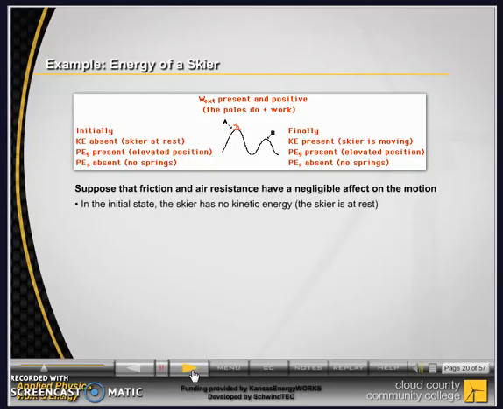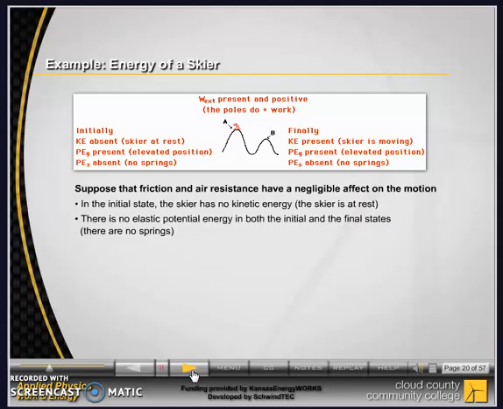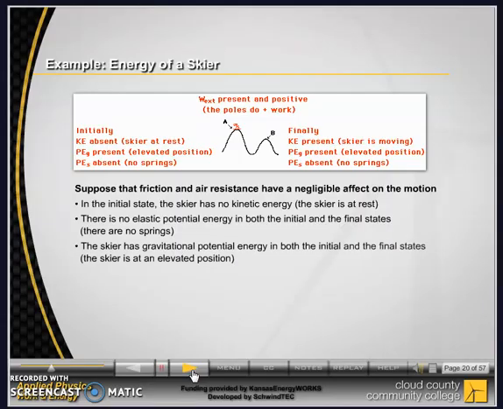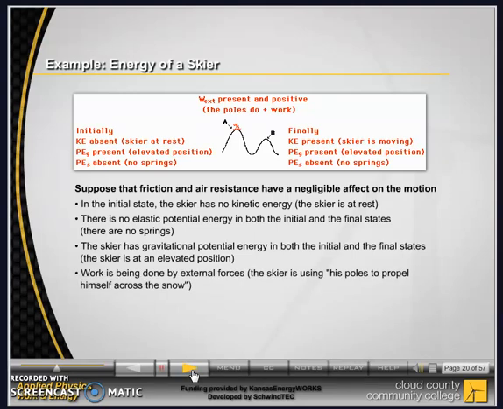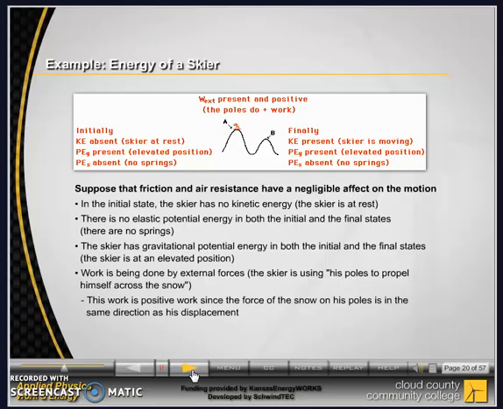In the initial state, the skier has no kinetic energy. There is no elastic potential energy in both the initial and the final states. The skier has gravitational potential energy in both the initial and the final states. Finally, work is being done by external forces since the skier is said to be using his poles to propel himself across the snow. This work is positive work since the force of the snow on his poles is in the same direction as his displacement.